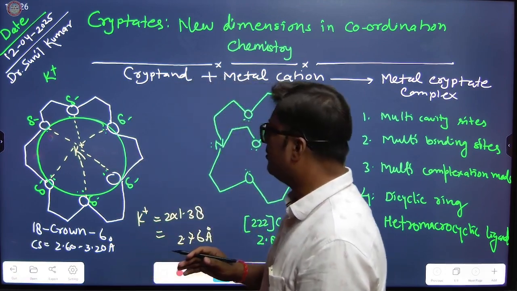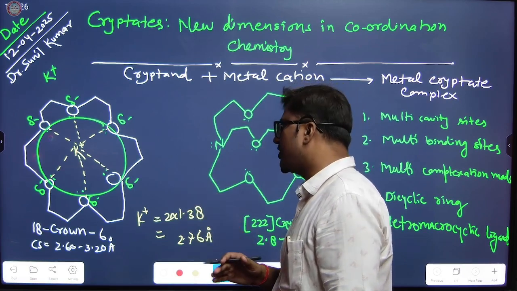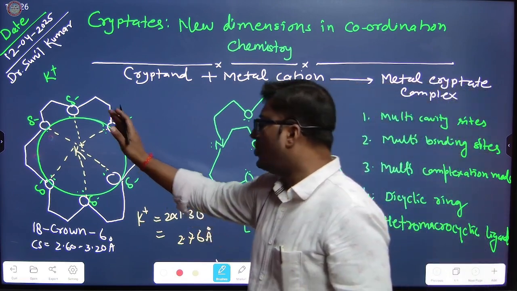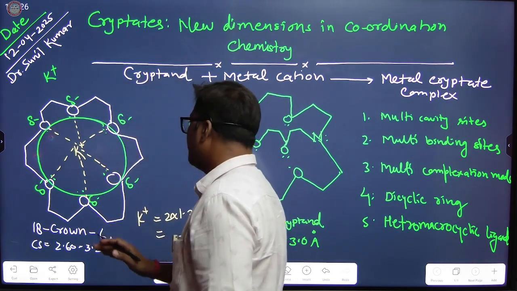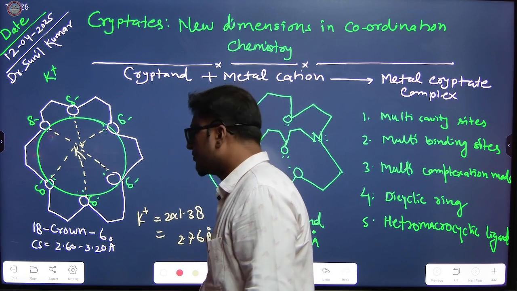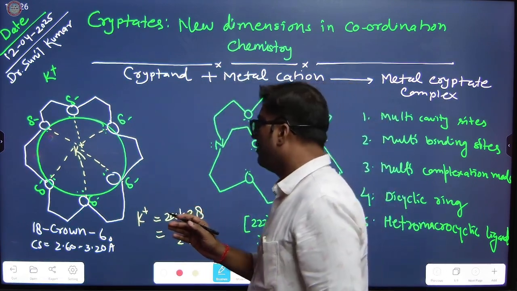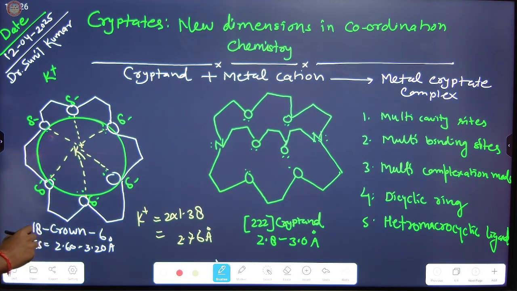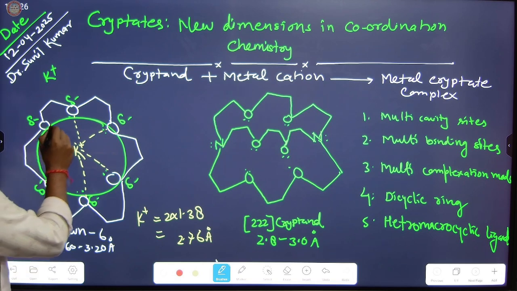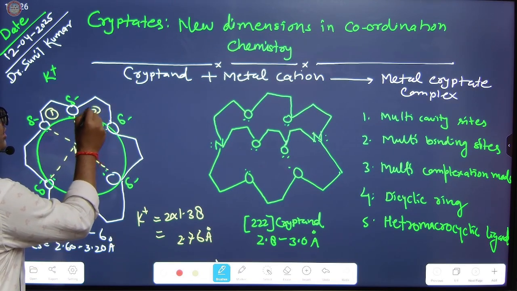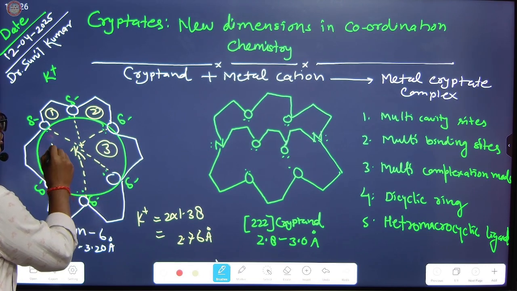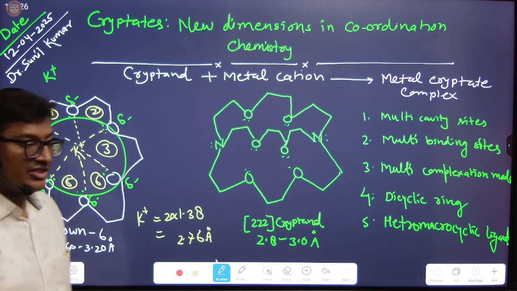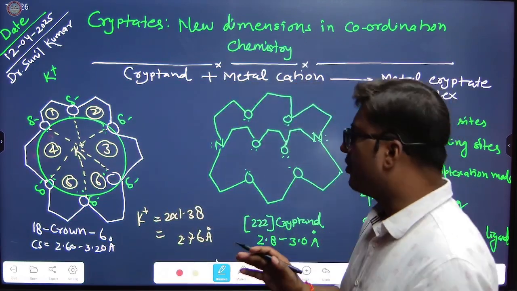And similarly, lithium crown ether complex and sodium crown ether complex can be made depending on the cavity size of this monocyclic ligand, right? So this cavity size can be changed, and it forms multi-chelate rings. So this is one chelate ring, this is the second, this is the third, this is the fourth, this is the fifth, this is the sixth chelate ring. So there are 6 chelate rings in the potassium crown ether complex.